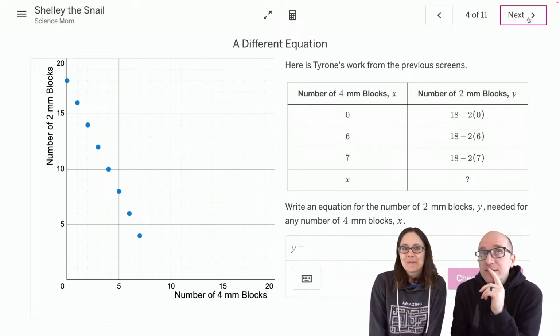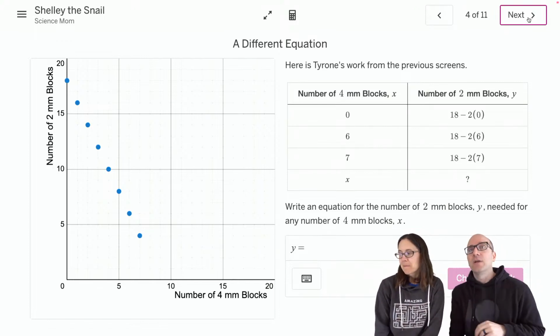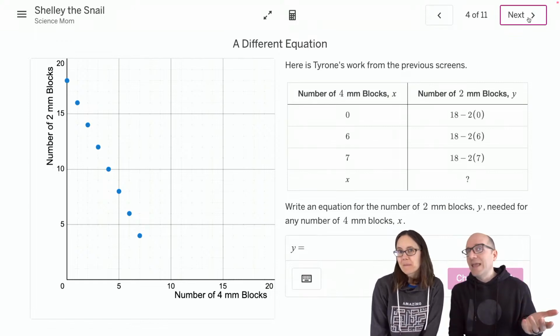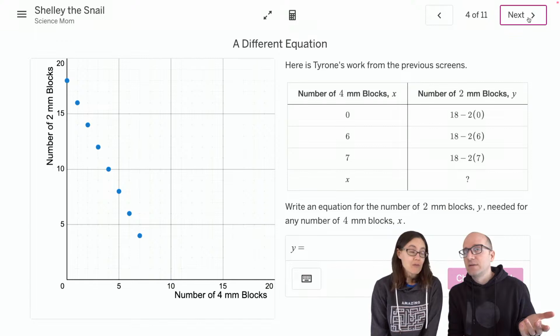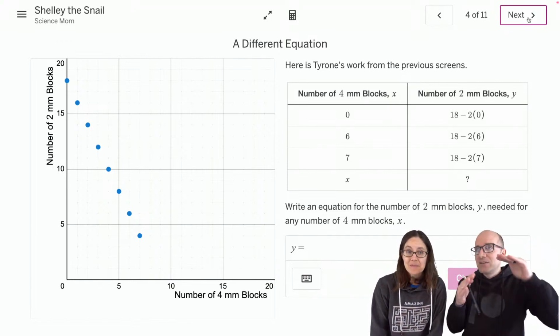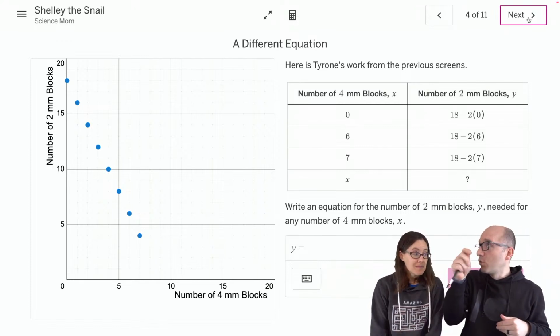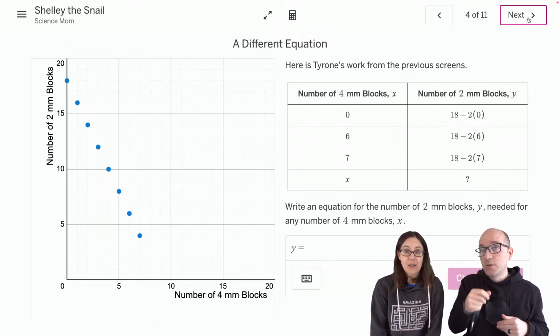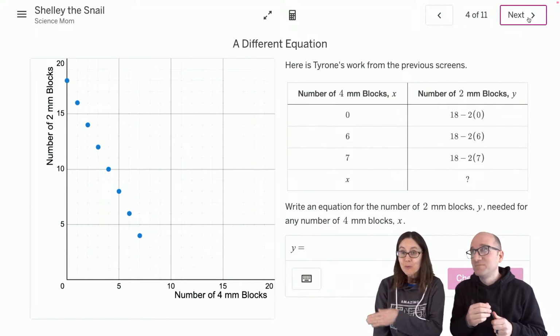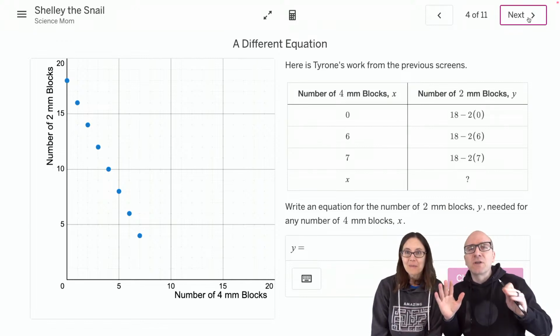Nice. All right, so now we're on to Tyrone's work from that previous screen, and Tyrone wrote it interestingly. So he said usually there would be 18 of the 2mm blocks. That's if you're not using any of the bigger ones, to cover 36mm. But then that 18, you would have to subtract 2 of those for each 4mm block that replaced them. So every time you use one of the blue blocks, you've got to take 2 of the purple ones out. I'm following. That's right. Yep. If those colors were right. I don't remember even the color scheme, but yes.